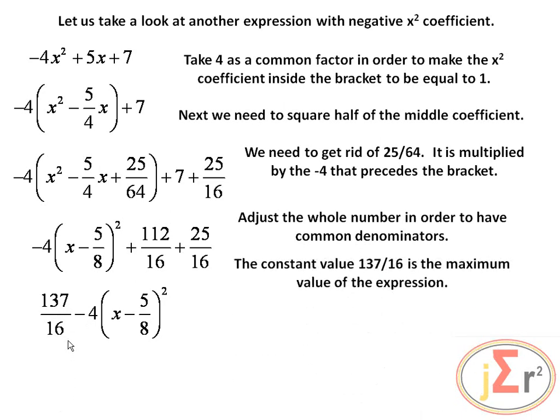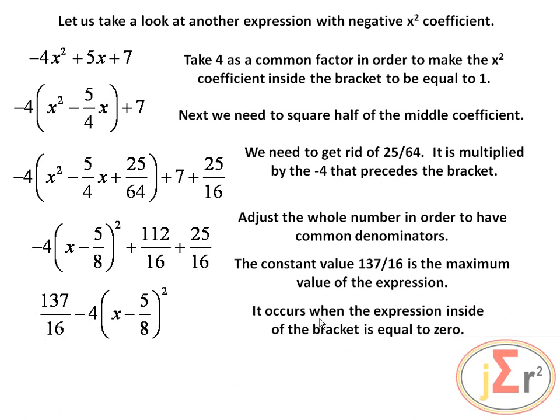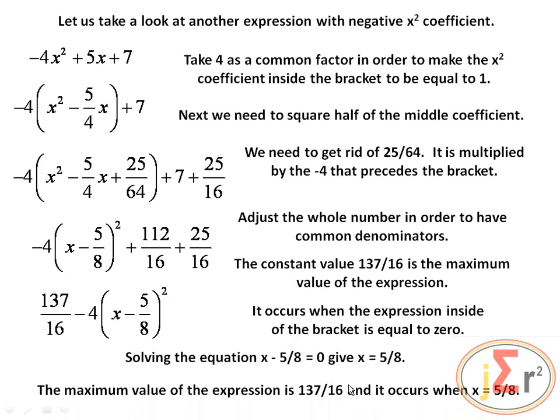So that is the maximum value, because the constant value of 137 over 16 is the maximum value of the expression. It occurs when the expression inside of the bracket is equal to 0. That is, when x minus 5 over 8 is equal to 0, which will give x is equal to 5 over 8. The maximum value of the expression is 137 over 16, and it occurs when x is equal to 5 over 8.